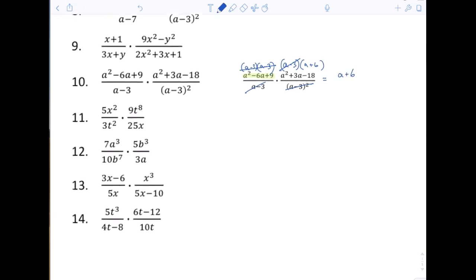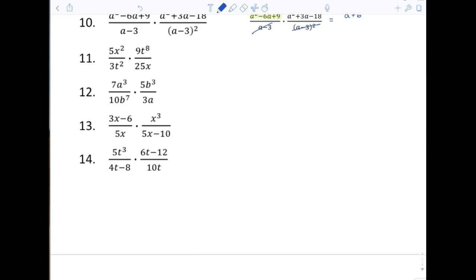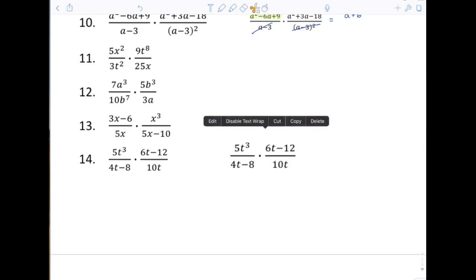All right, so now what I want you to do is I want to see about 14. All right, I'm going to grab 14, put it over. And now I just want to remind you on this one, you always have to make sure you factor out the what? GCF. So take a look at that.